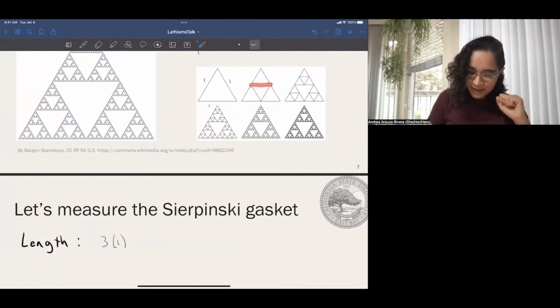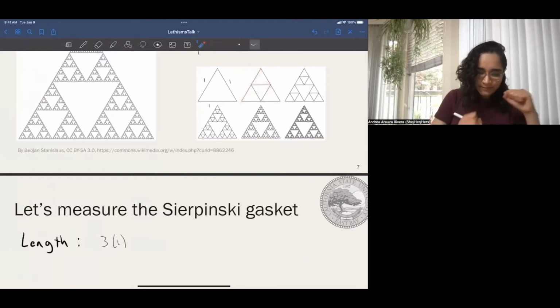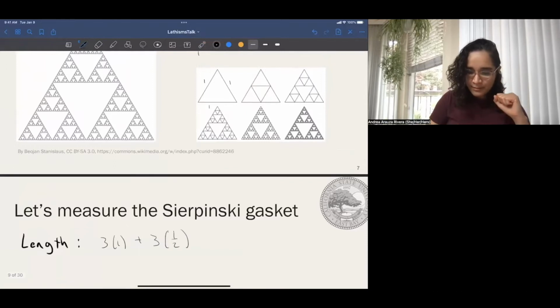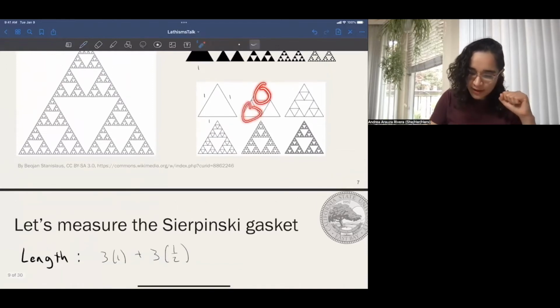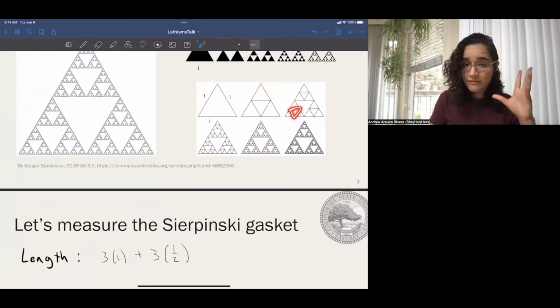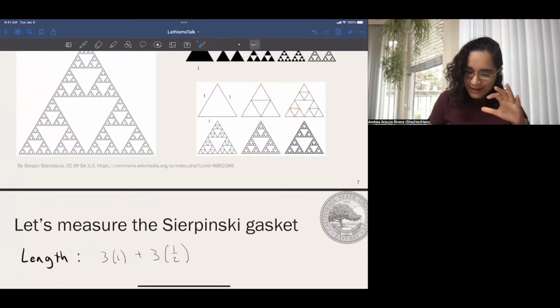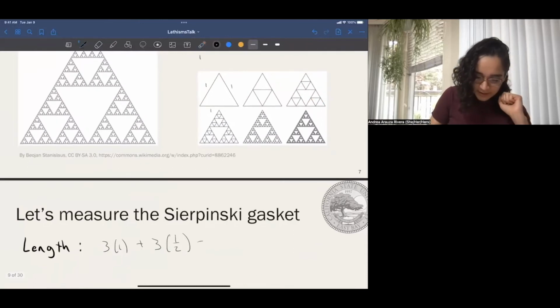So remember, I got these line segments by just cutting these lines in the middle here and then plopping down this little triangle. So I get plus 3 lengths of length 1/2. Okay. Then for each one of these triangles, I add in 3 little edges. Each of those edges has length 1/4. Okay, so I'm adding 9 lengths of length 1/4. So we'll put that down, plus 9 times 1/4.